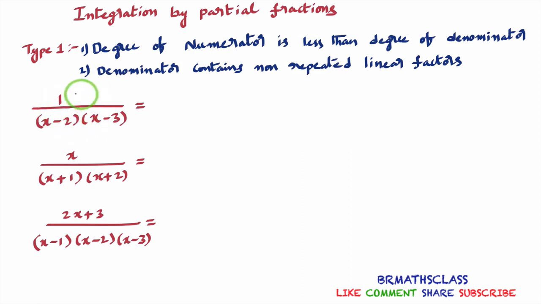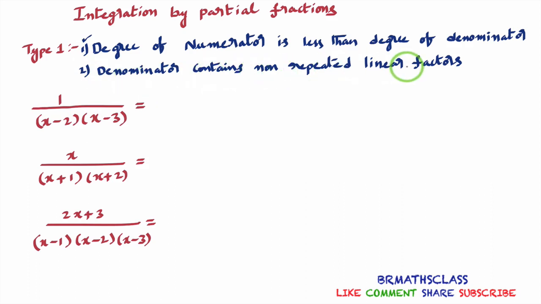You observe this is a rational function because it is of the form f of x by g of x. If the degree of numerator is less than degree of denominator, then that rational function is called a proper function. Here 1 can be written as x power 0. That means degree of numerator is 0. What about degree of denominator? Degree of denominator is 2. So degree of numerator is less than degree of denominator. First condition satisfied or not? Yes, satisfied. So it is a proper function, and the denominator contains non-repeated linear factors.